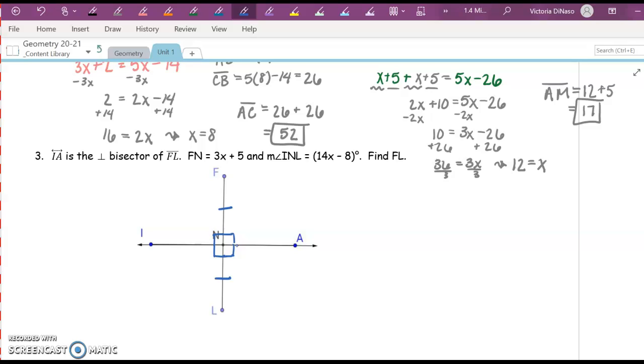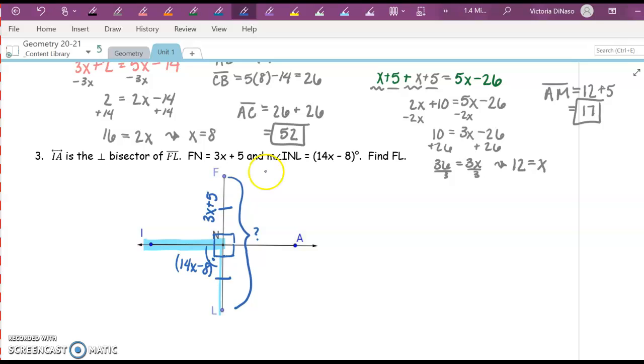So then we have that FN is 3x plus 5. And then we have that angle INL, so from I to N and then ending at L, this entire thing is 14x minus 8. Our goal is to find FL. So we need to find the entire segment measure. Well, even though one of these is a degree and the other one is a segment, they both share an x. So since they both share an x, if I figure out what one x is, I can input it to the other x. There's only one thing that we know.